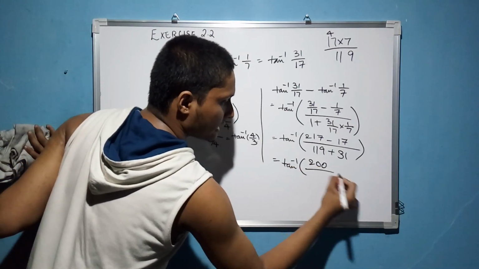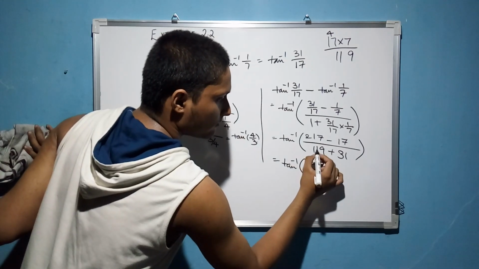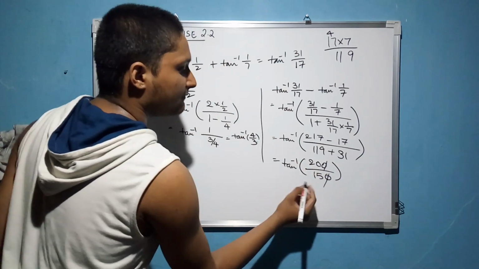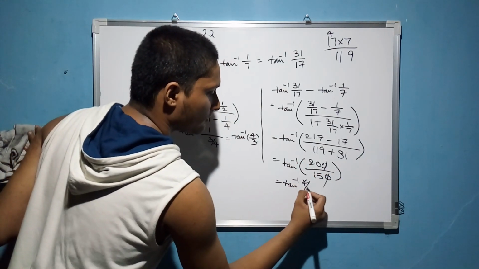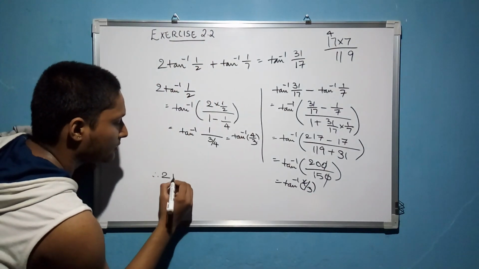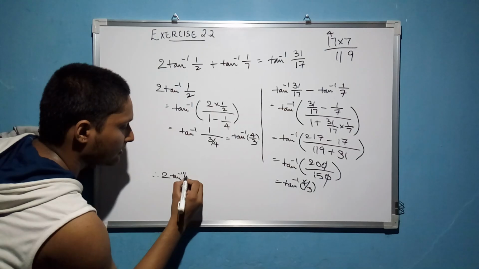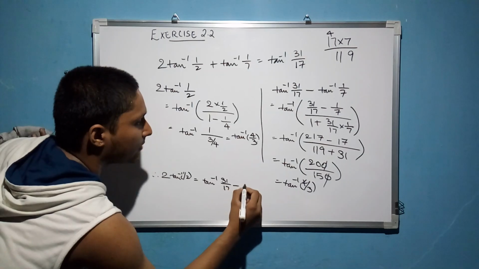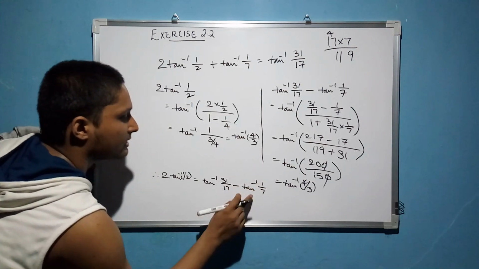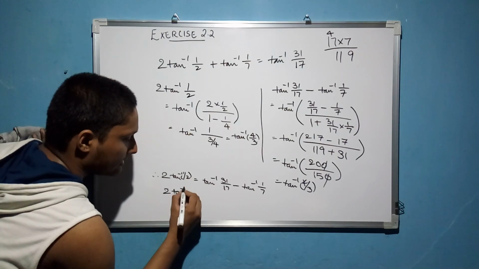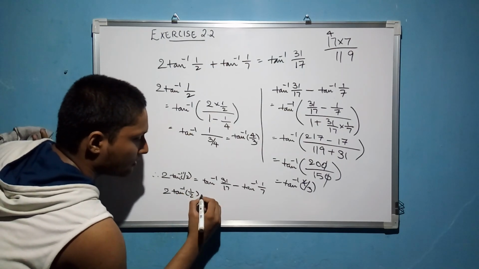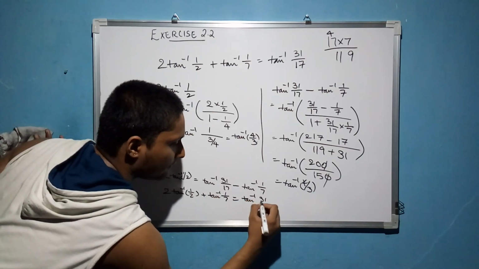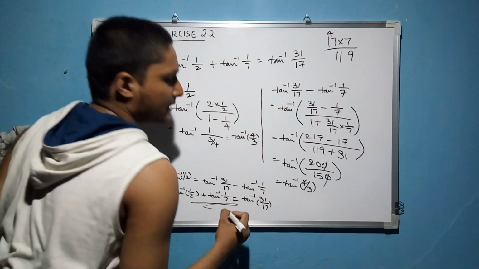So this is tan inverse, this is 200, and what you get here is 150. 0 and 0 cancel. 20 by 15 is 4 by 3. 4 by 3. Therefore, 2 tan inverse half is equal to tan inverse 31 by 17 minus tan inverse 1 by 7. Now I'll bring this to the left hand side. That is 2 tan inverse half plus tan inverse 1 by 7 is equal to tan inverse 31 by 17. This is what we had to prove.